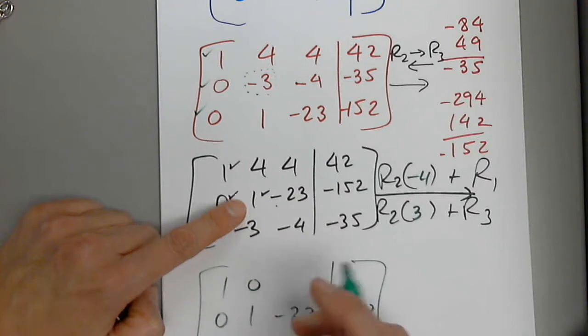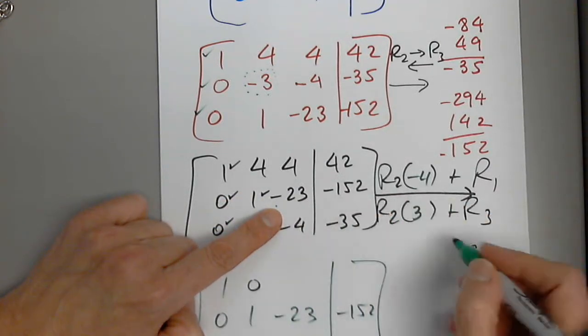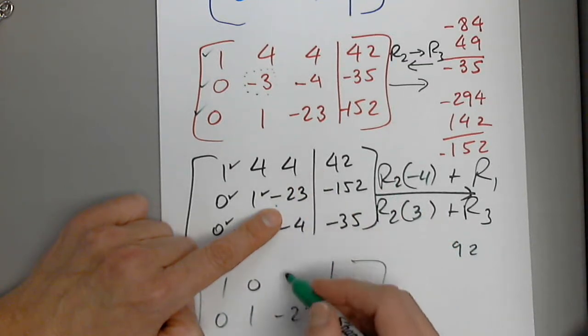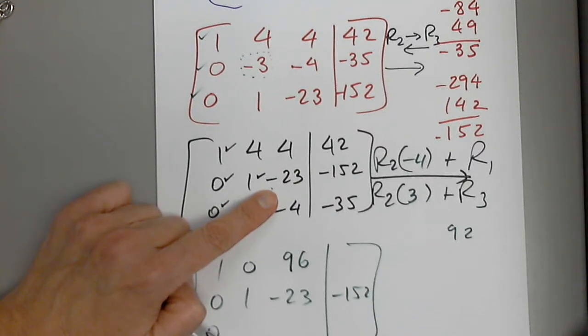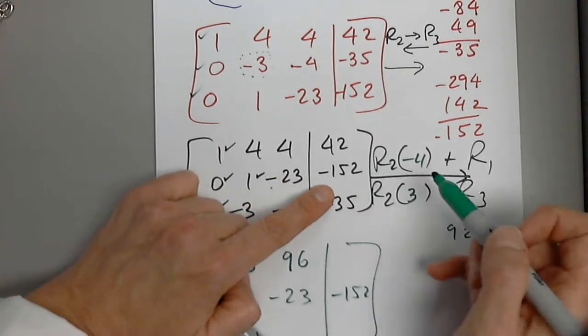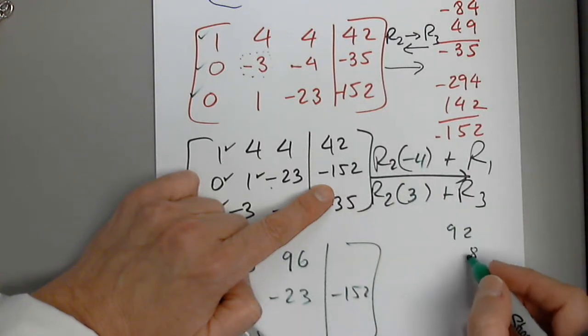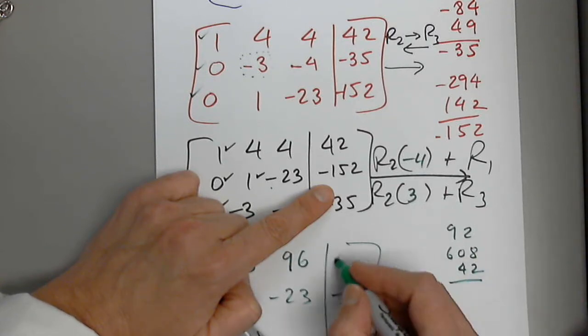0. Check my numbers now. So this is 92 plus 4. I think it's 96. Okay, now these two plus 42. I got 650.